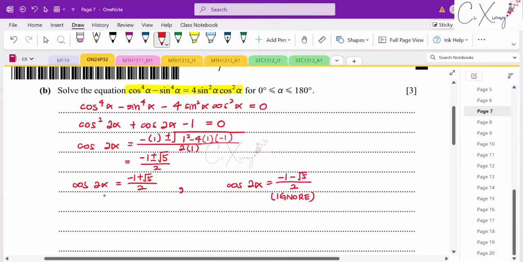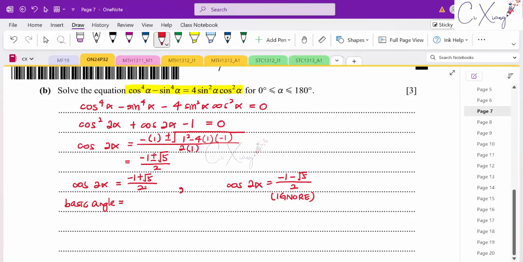And then for this part, of course, you have to find out the alpha first. So I write out the basic angle first. Before you can find the alpha, you have to write out the basic angle. So you press cos inverse of this particular value. By right, you should be getting 51.8. Then we go through the quadrants to see which quadrant you want to consider for the answer. In the question, they want our alpha from 0 until 180. But now we are looking for the value of 2 alpha, right? So to look for the value of 2 alpha, you should be looking from 0 until 360.